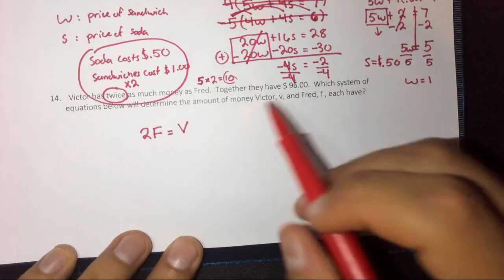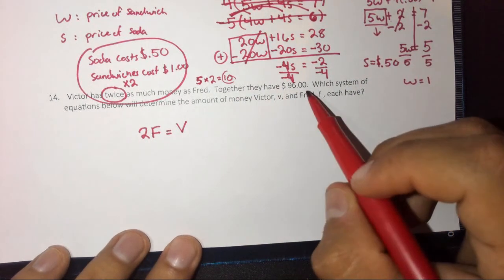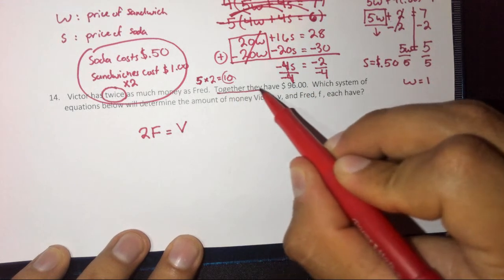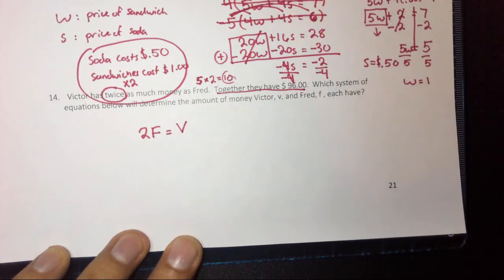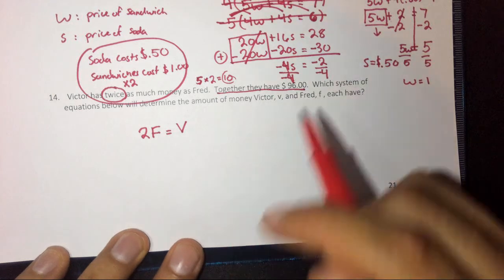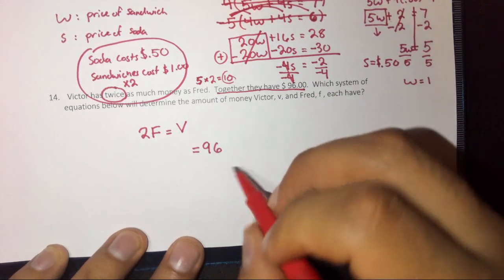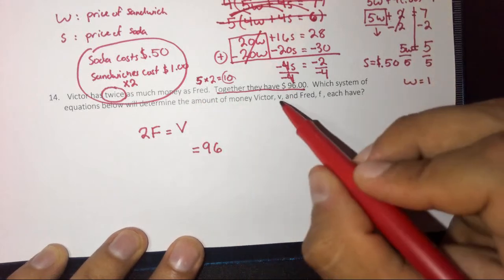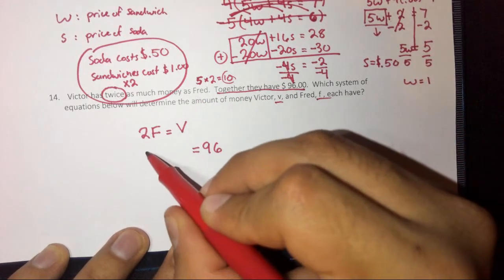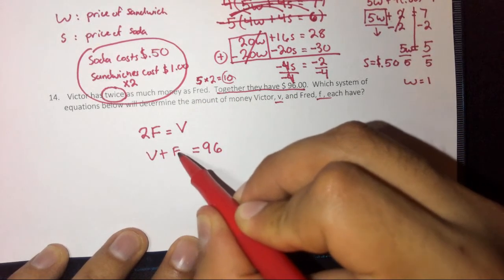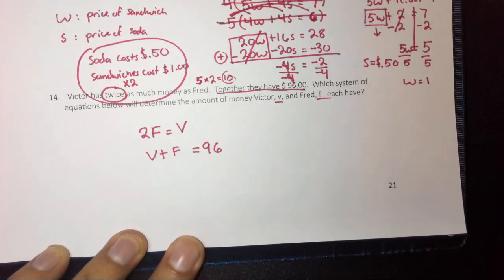So that's the first equation. The second equation says together they have $96. This one's pretty easy. If together they have $96, the total is 96. And then the two parts are obviously Victor's money and Fred's money. So we have V plus F equals 96.